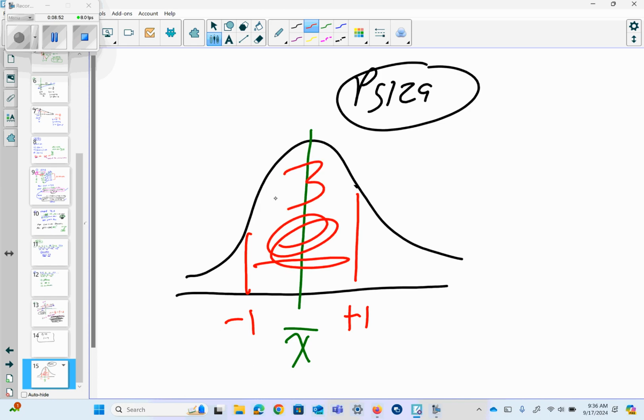So that's a whole range of scores. And then if you go a second standard deviation this way, this is where your 4s exist. And if you're to the right of that, that's your 5. If you go to negative 2, this is where your 2s exist. And if you go to the left of that, that's where your 1s exist.